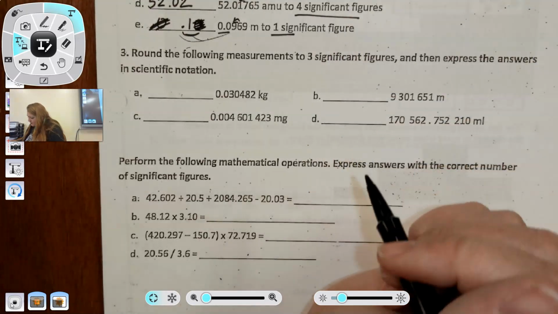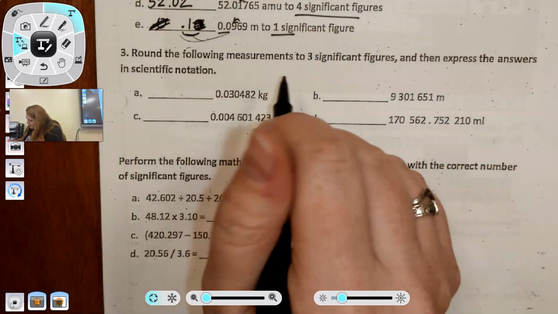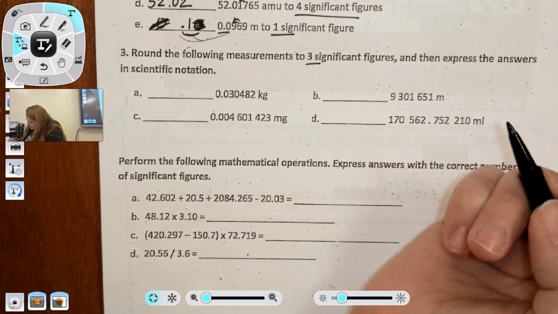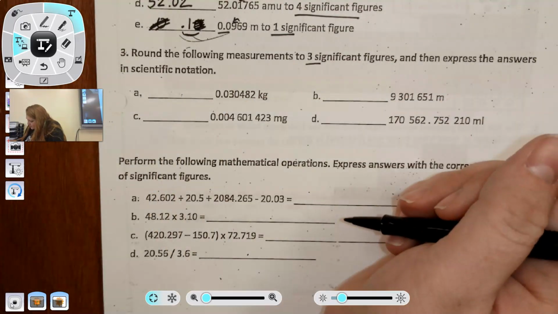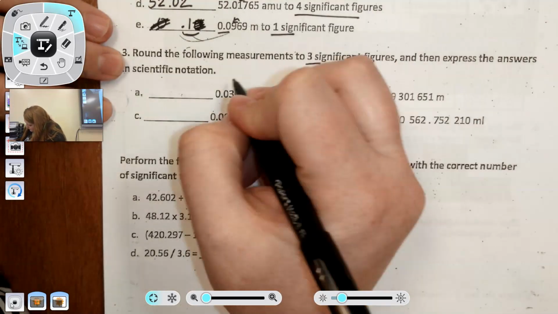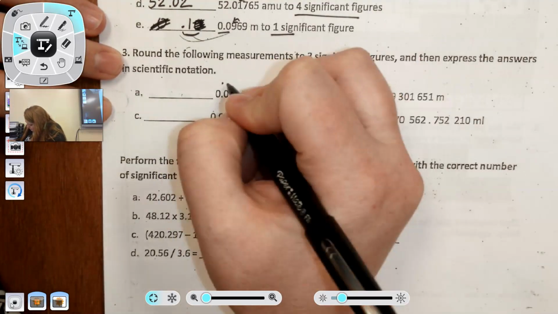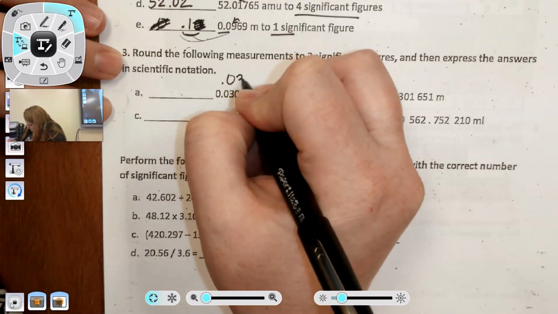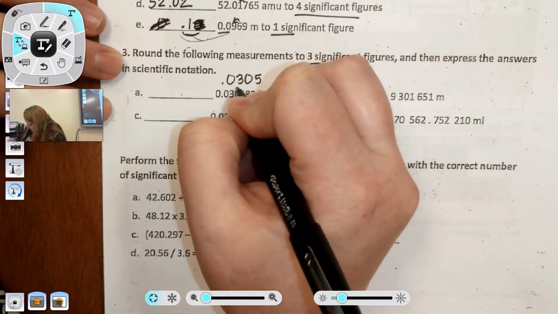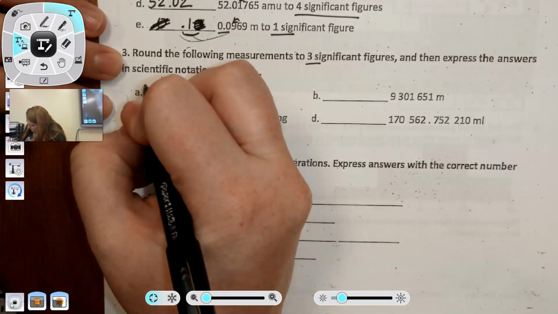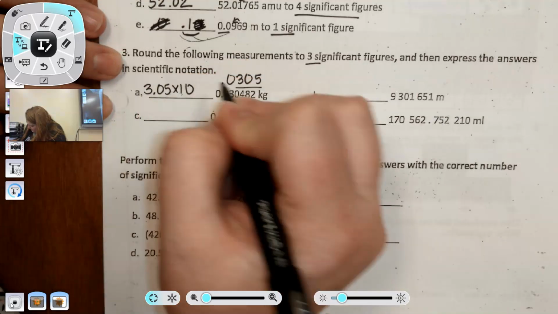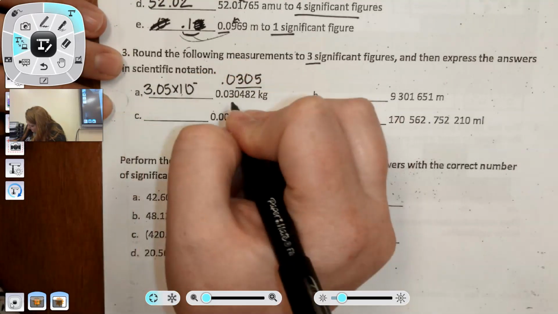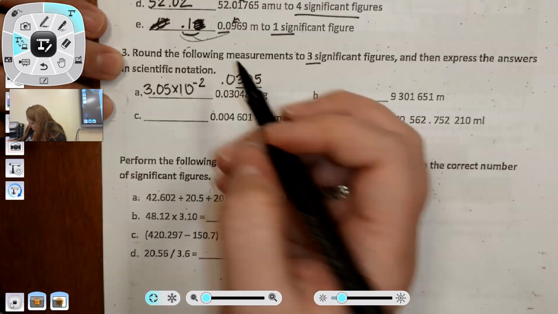All right, number 3, round the following measurements to 3 sig figs, and then express the answer in scientific notation. Okay, so this is going to be 0.0305. There's our 3 sig figs, and now our answer is 3.05 times 10 to the negative 2.